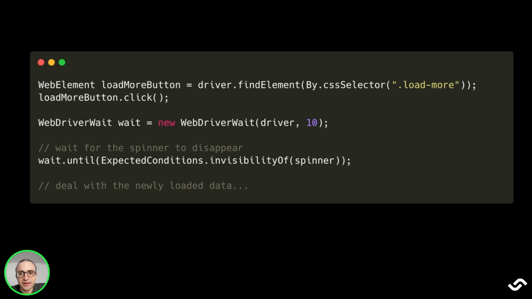Number 6. Spinners should appear and disappear. A spinner is basically an indicator to wait. So let's say we are trying to test the load more button. Clicking it makes a spinner appear while the data is loading. We may be tempted to wait for the spinner to disappear. It may cause the test to never wait and go past that and fail, and that usually leads to flakiness.